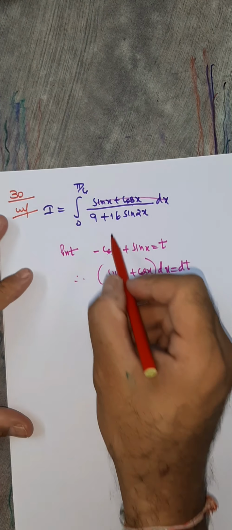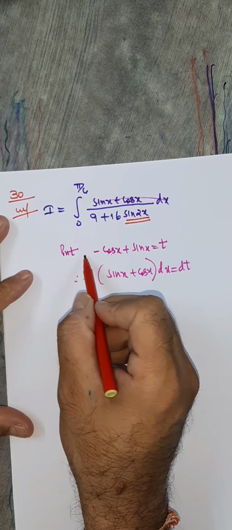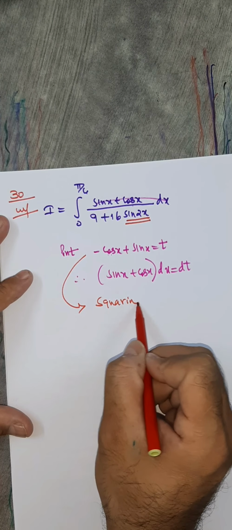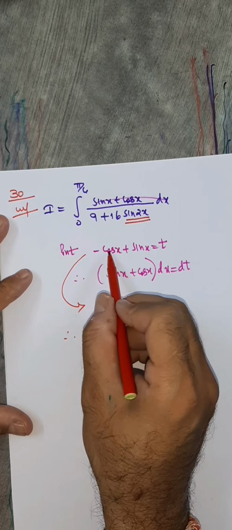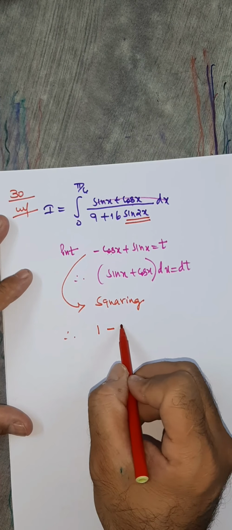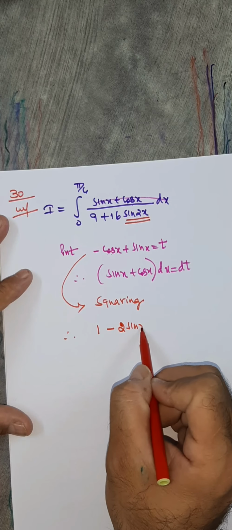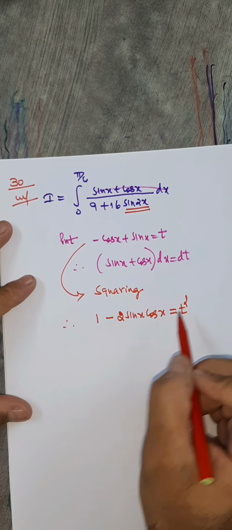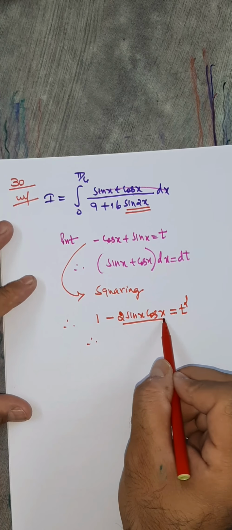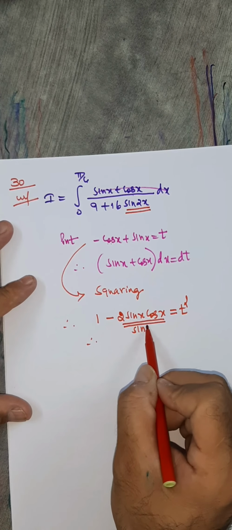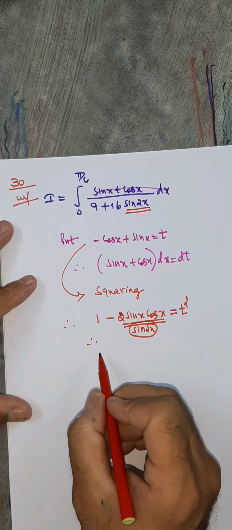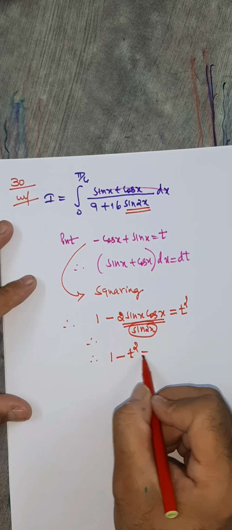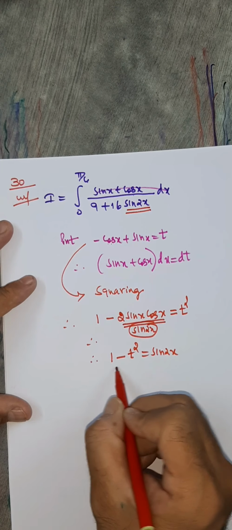Now you need to get the value of sine 2x. So how do we get this? Just squaring this. So cos square plus sine square is 1. The middle term is 2 sin x cos x, as I did in question number 28, equals t square. I need sine 2x only. This is sine 2x. So I'll interchange these two. 1 minus t square equals sine 2x.